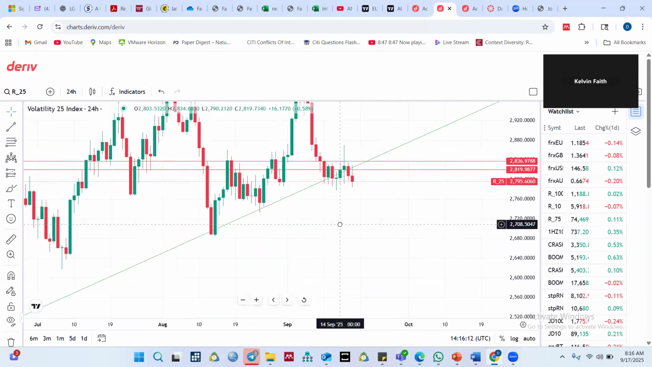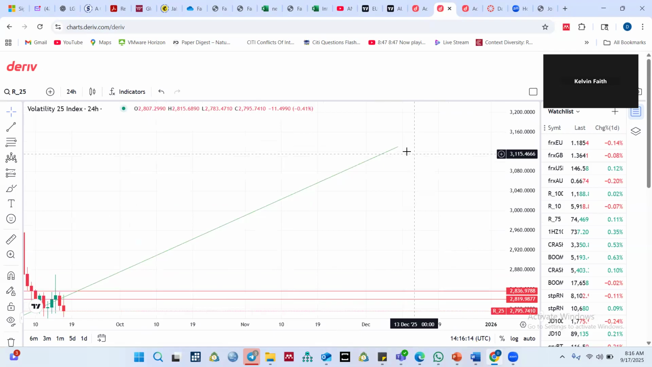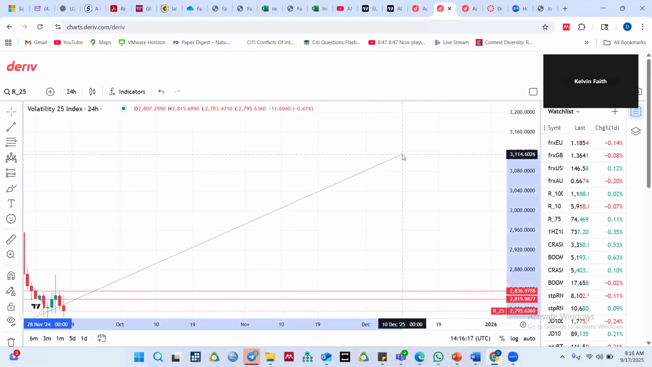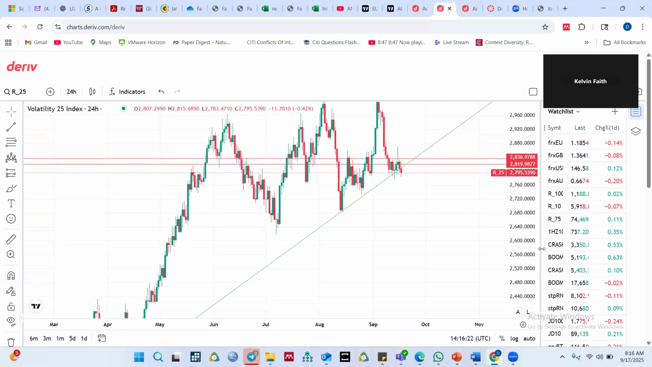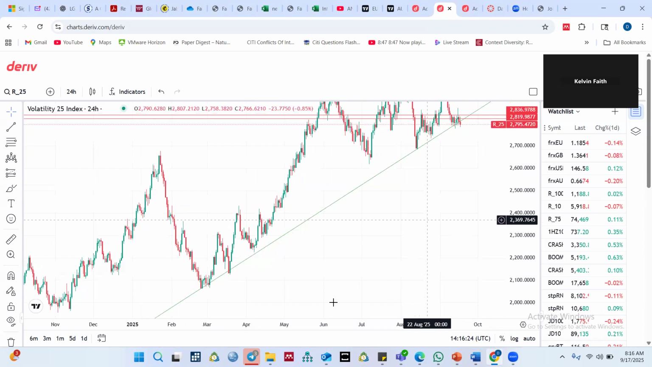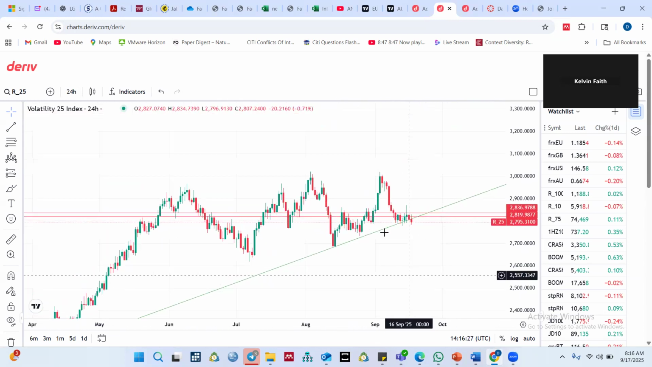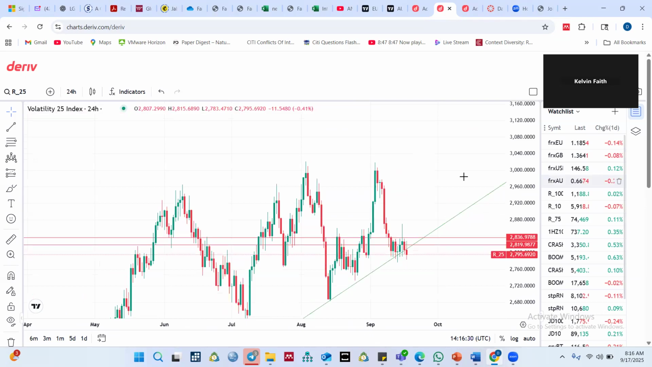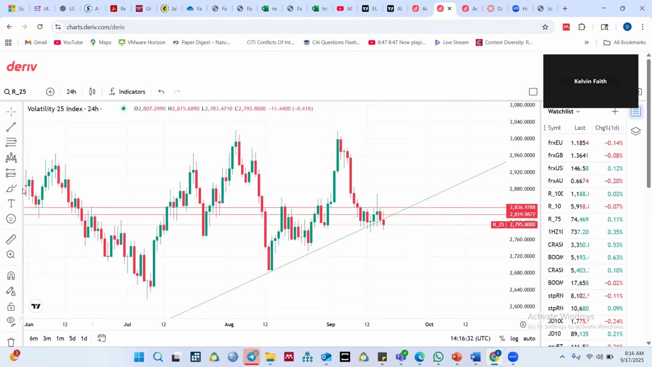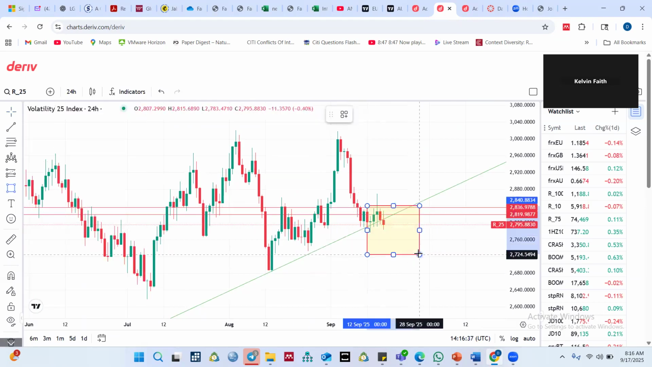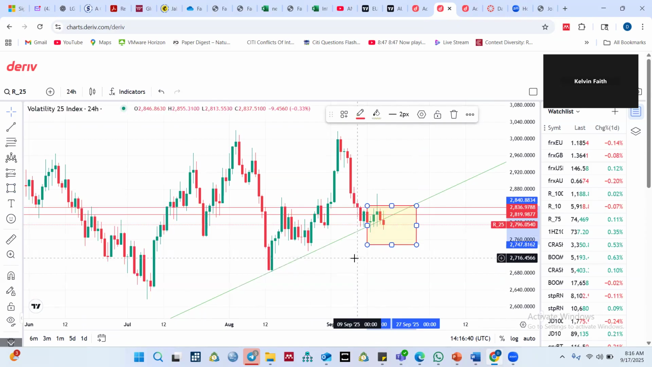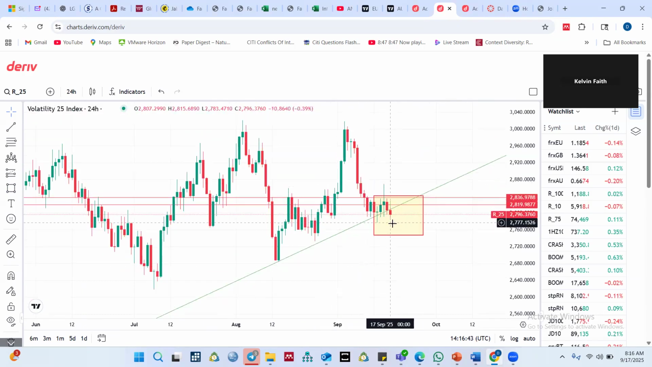Currently we are having this area where this trend line is being taken out. We are seeing that this trend line is being taken out around this zone, around here right now. So we are getting a trend line break around this place. That is the first thing that we have to look at.